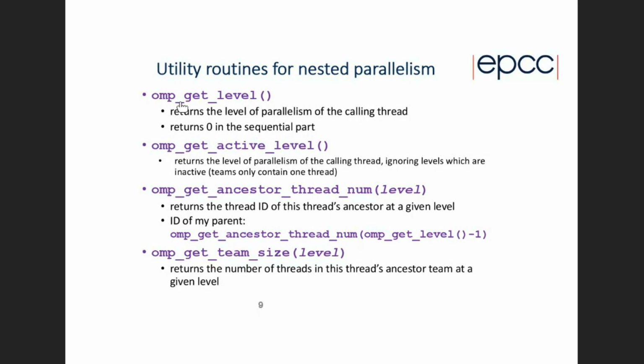Okay, good. So these utility routines. Get level returns the level of parallelism of the calling thread. It'll return 0 in the sequential part of the program. So if we call it on the original master thread, that returns 0, and then 1, 2, and so on as you go down the levels of parallelism. Get active level does the same thing, but it ignores any levels which are inactive. Inactive means they consist of teams with only one thread in them.